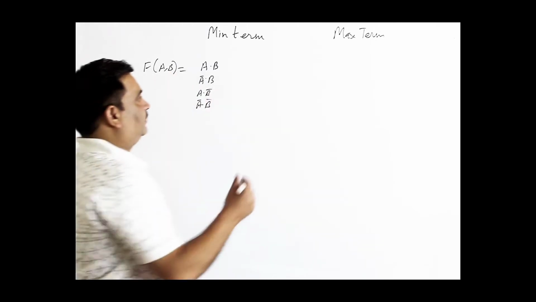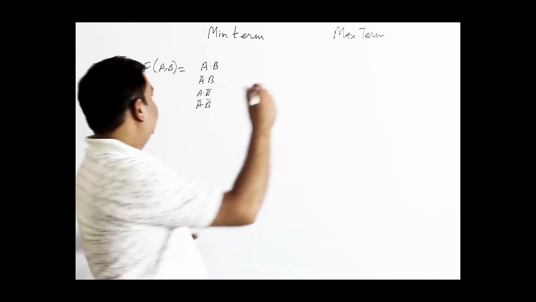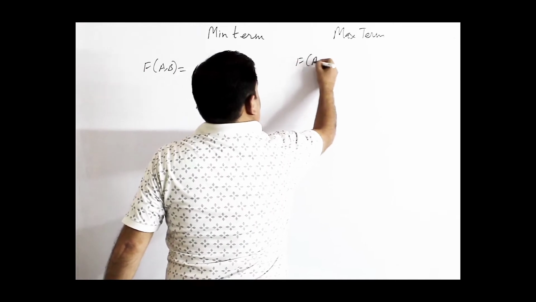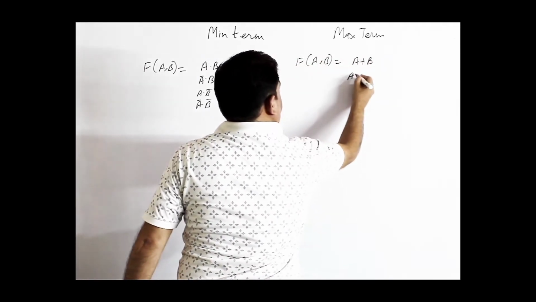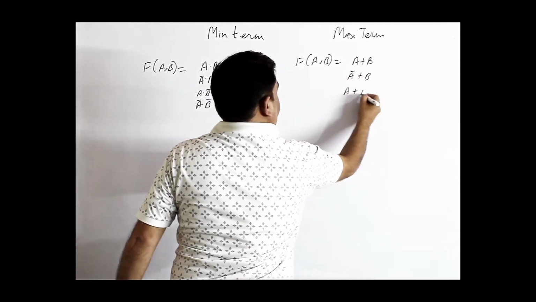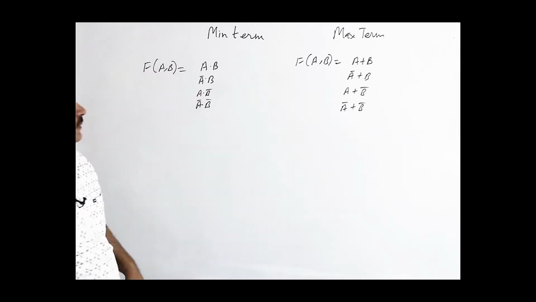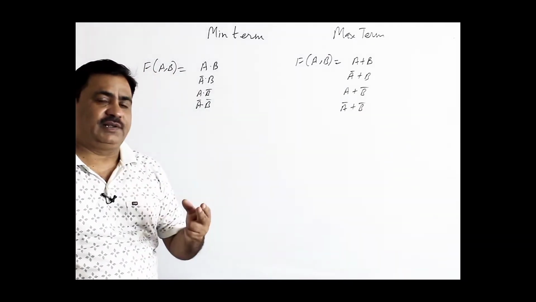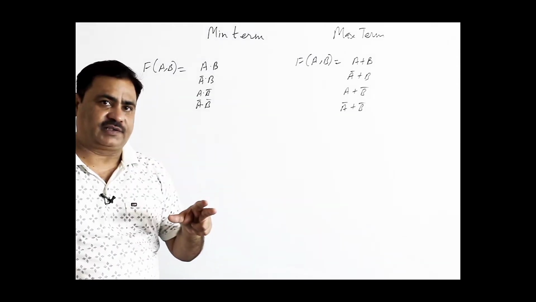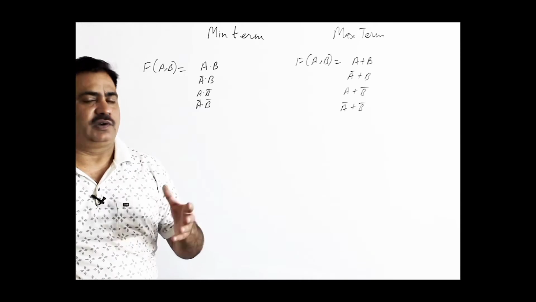Same way maxterm, the sum of all the literals with or without complement. If we have two variables, the possible maxterms are a plus b, a complement plus b, a plus b complement and a complement plus b complement. These are the possible maxterms. So, two variables have four possible maxterms, three variables have 8 possible maxterms or minterms.